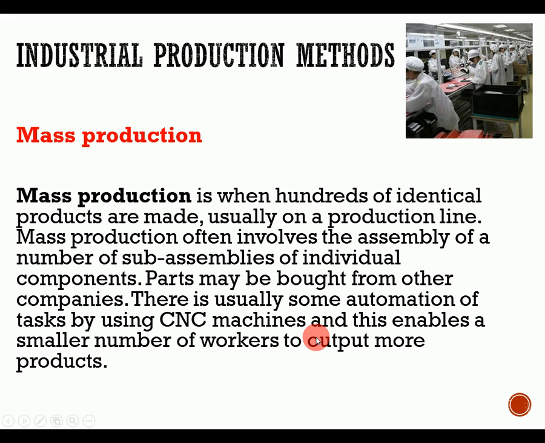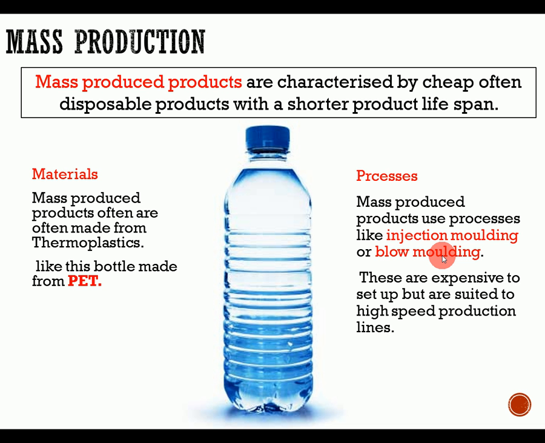The next method we're looking at is mass production. This is where hundreds or thousands of products are made, usually on a production line. Quite often there are sub-assemblies, so workers may make one small assembly which will go to another factory to go into another component. Mass-produced products are characterized by cheap, often disposable products. Quite often mass-produced products have a shorter product lifespan.